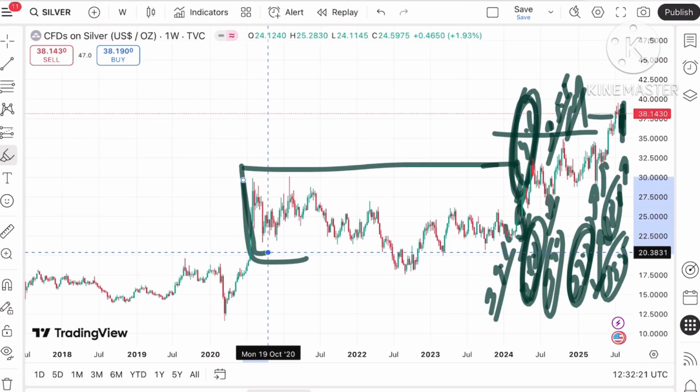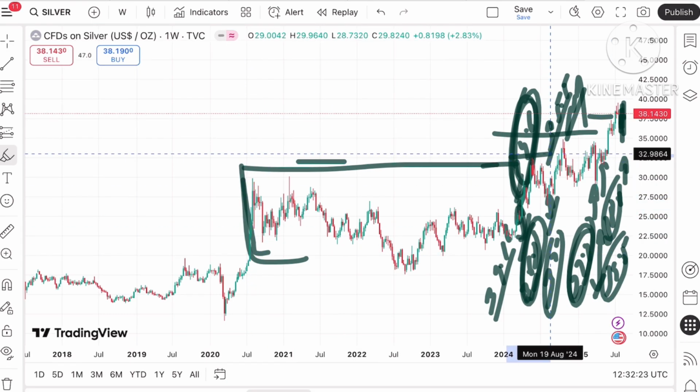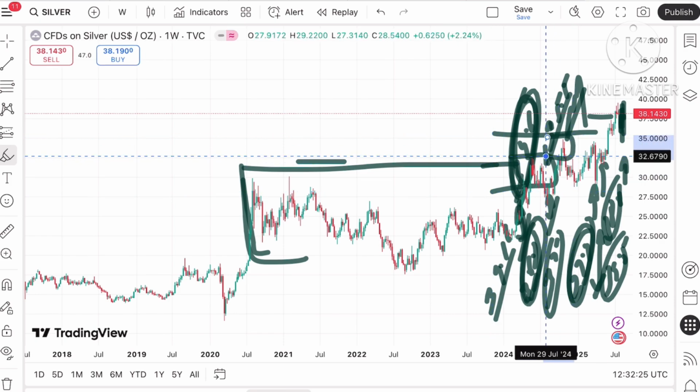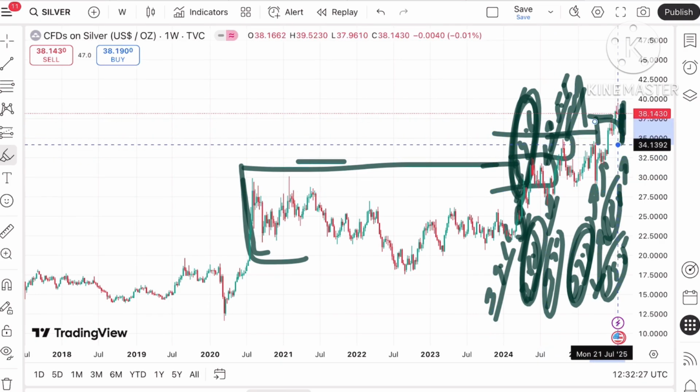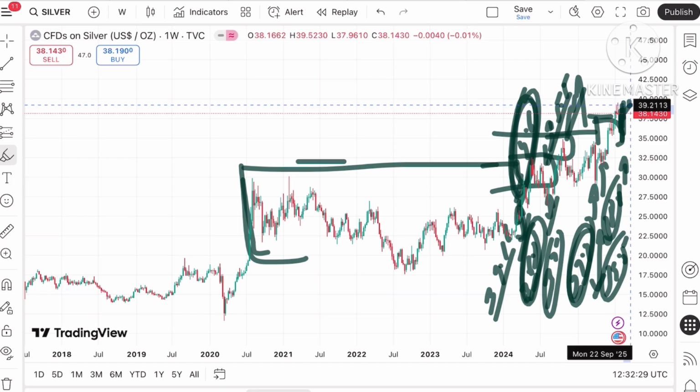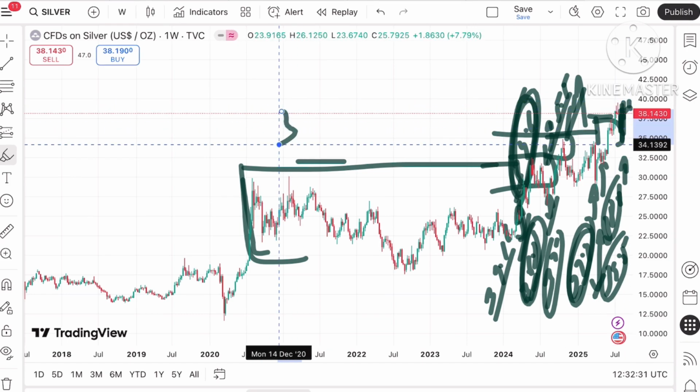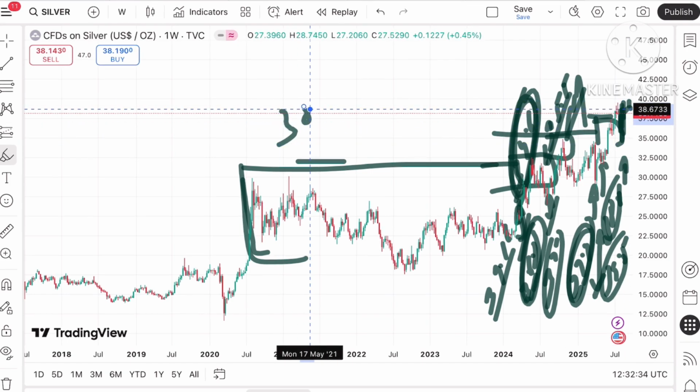See, the silver price after moving out of this zone creates a new zone, similarly to what we have seen in the respective times. Now it is at this particular level, so if it starts moving over 38.5, further upside can be seen.